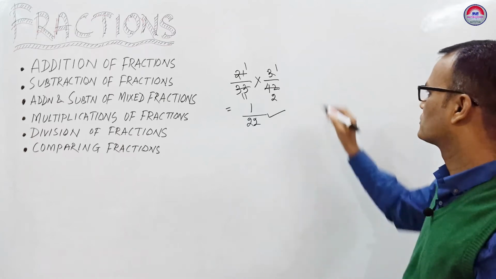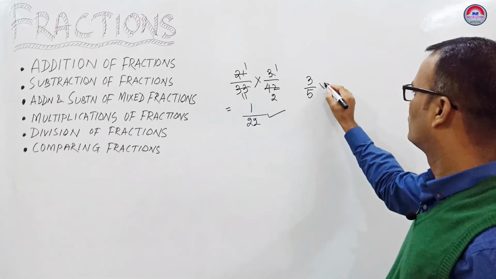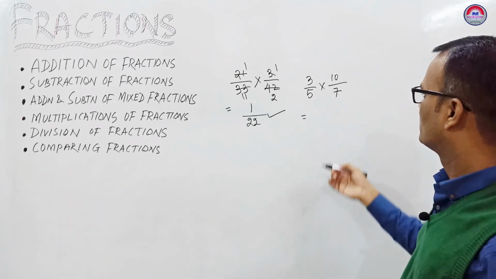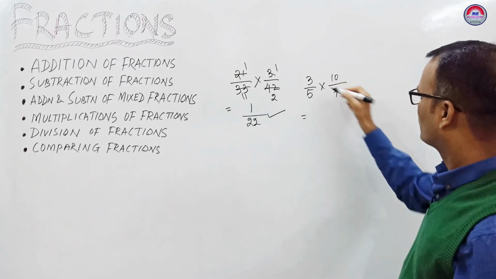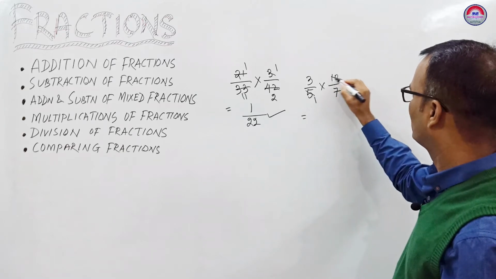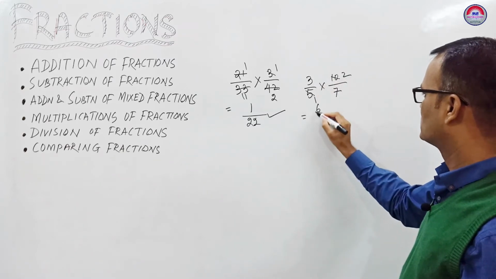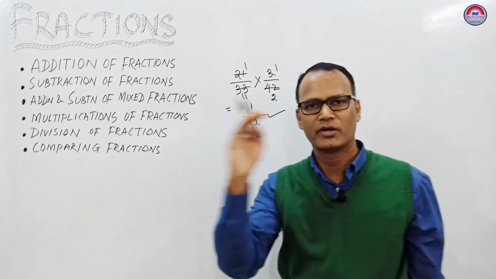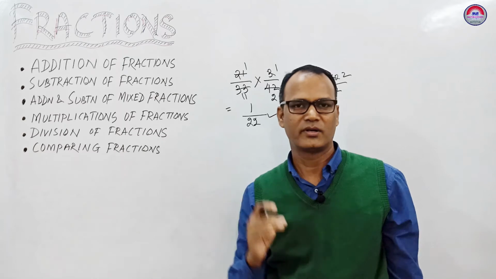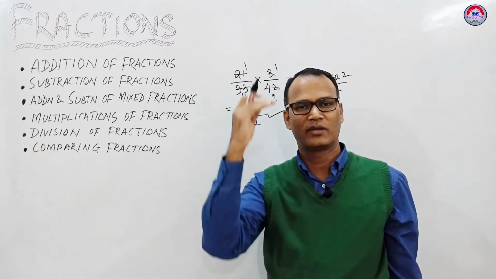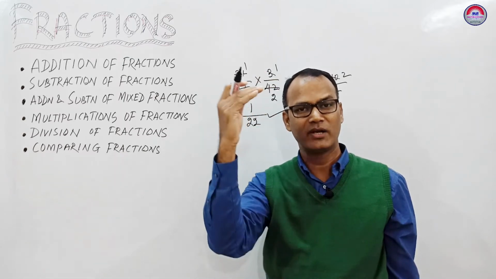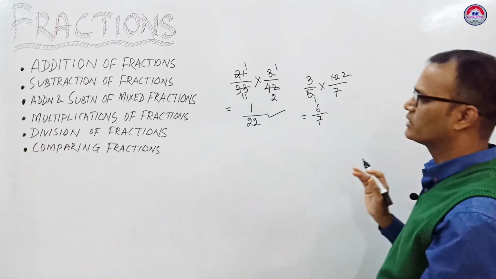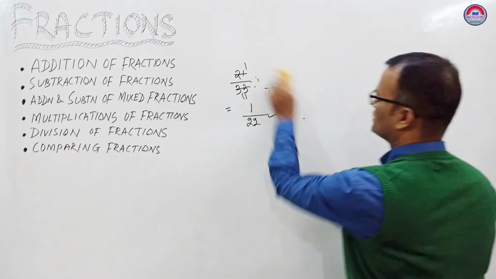Okay. Suppose 3 by 5 into 10 by 7. Simple. You see, no common factors here, but here common factors: 5 1s are 5, 5 2s are 10. Now 3 into 2 is 6, over 7. This is the multiplication. Generally multiply numerator with numerator, denominator with denominator. But when we cancel, you can cancel numerator with denominator, any one numerator with any one denominator. You can cancel. So you get the answer easily.